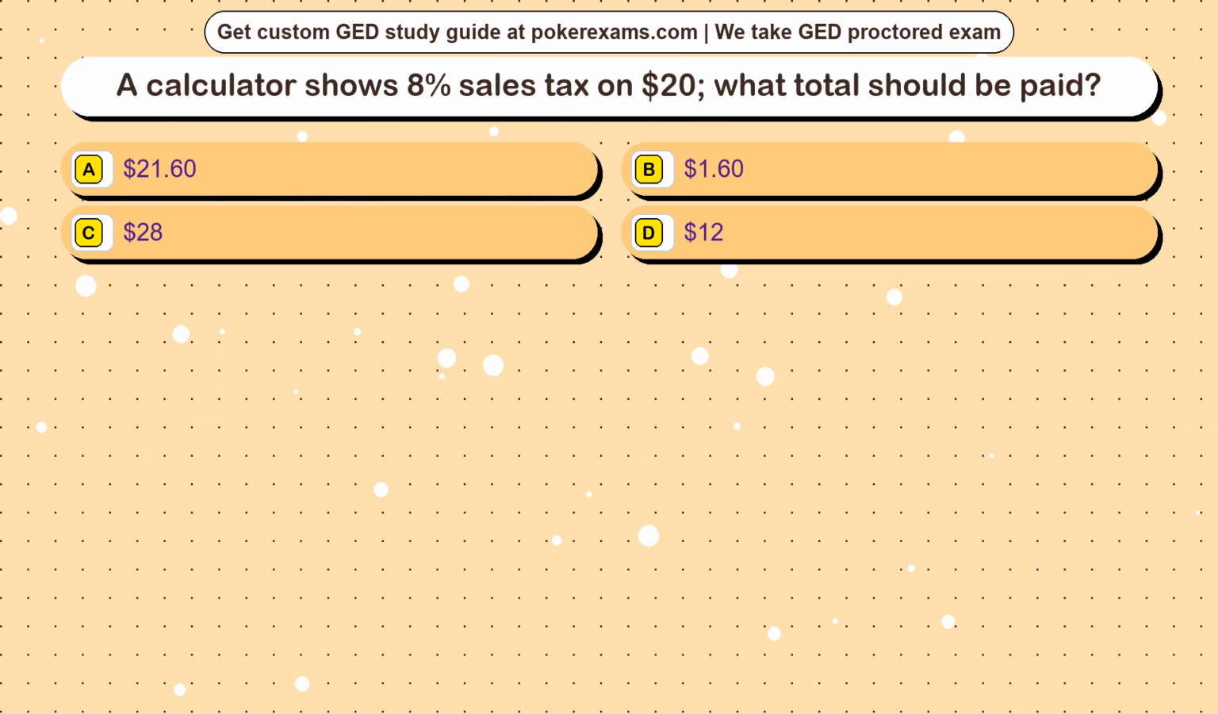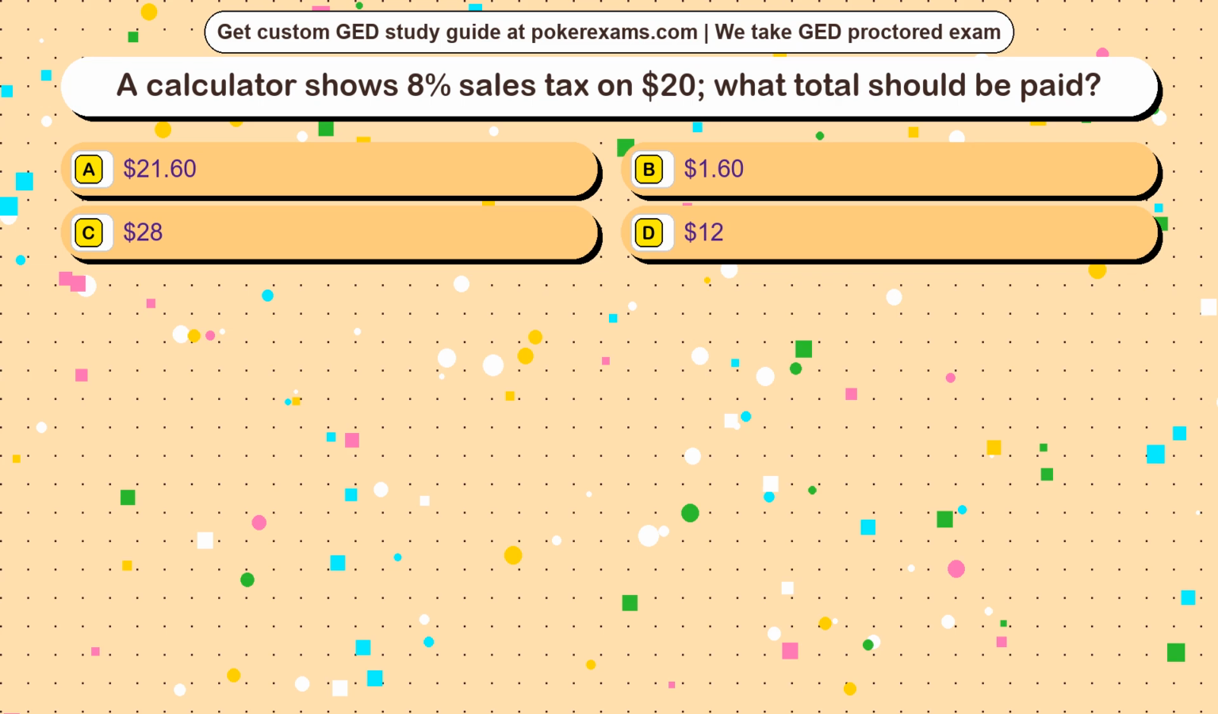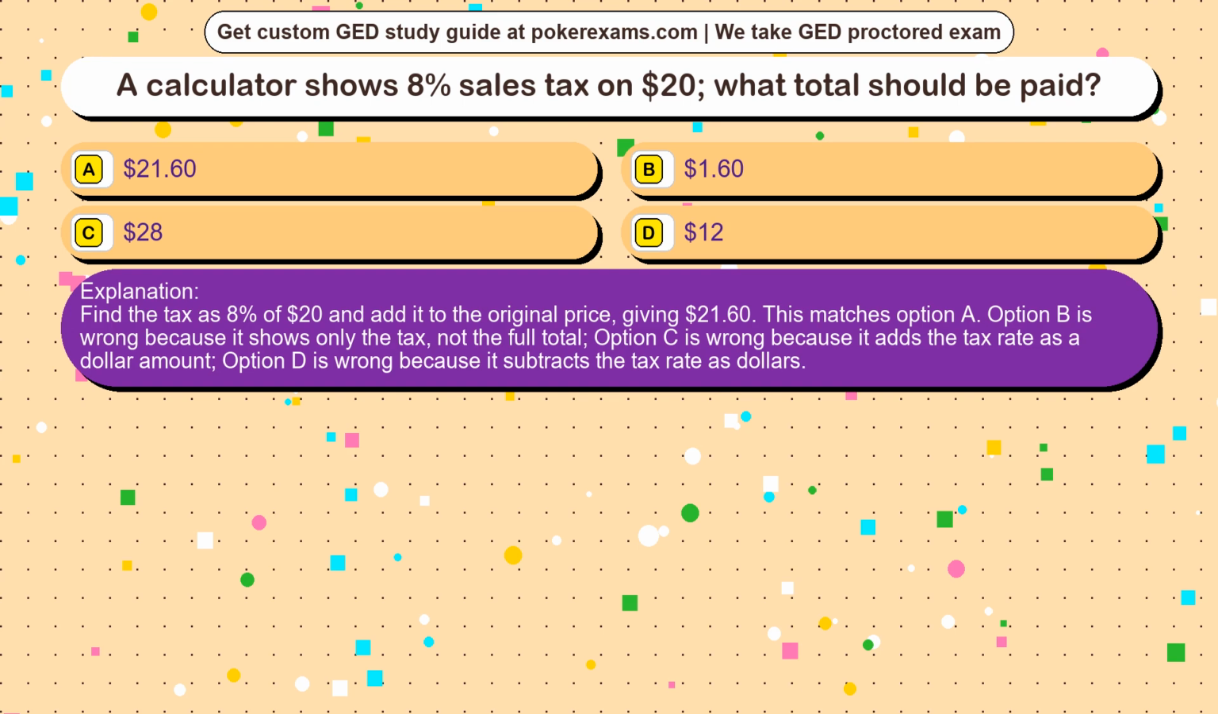Question 7. A calculator shows 8% sales tax on $20. What total should be paid? Option A, $21.60. Option B, $1.60. Option C, $28. Option D, $12. The correct answer is option A. Find the tax as 8% of $20 and add it to the original price, giving $21.60.